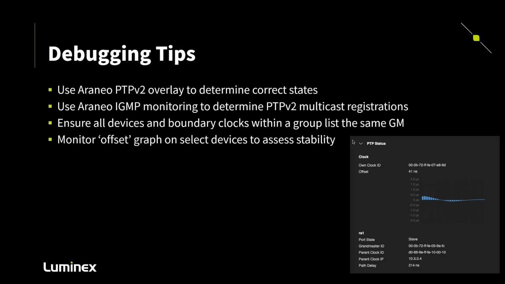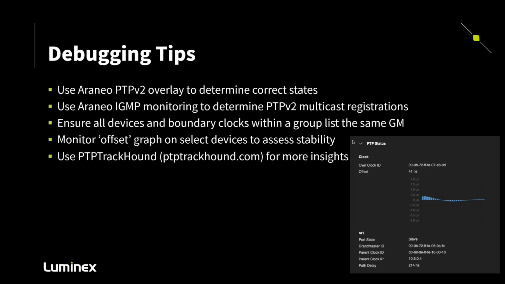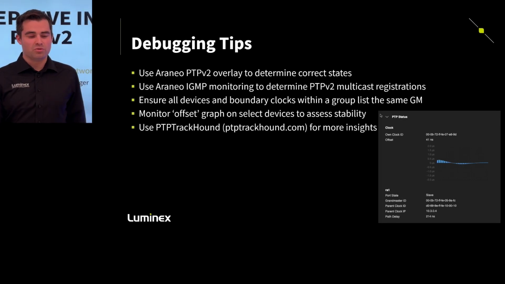If the clock is very unstable, then this graph will go up and down a lot. If it's a stable clock, then this should be almost a flat line. Finally, there is dedicated software, PTP Track Hound, created by Meinberg, and you can use that software for more insights into what your network is doing on the PTPv2 level.